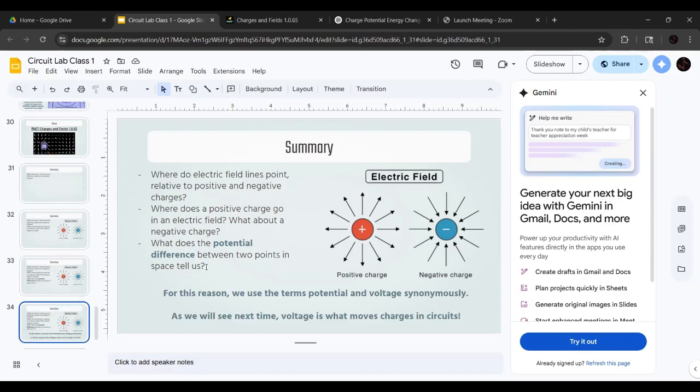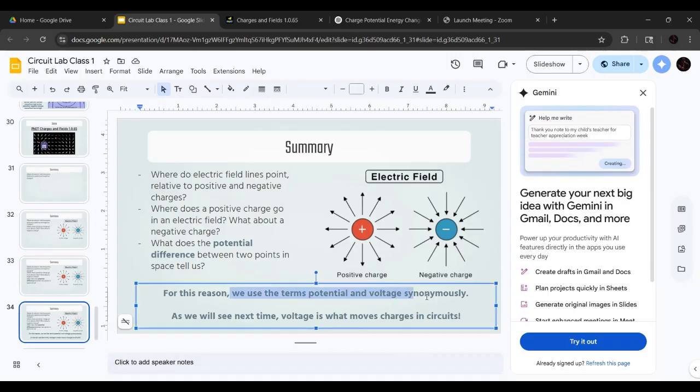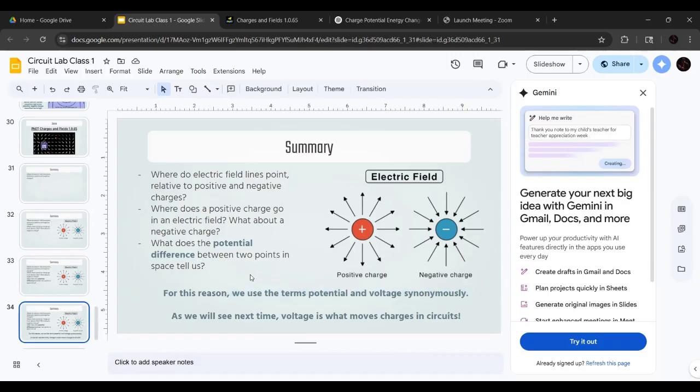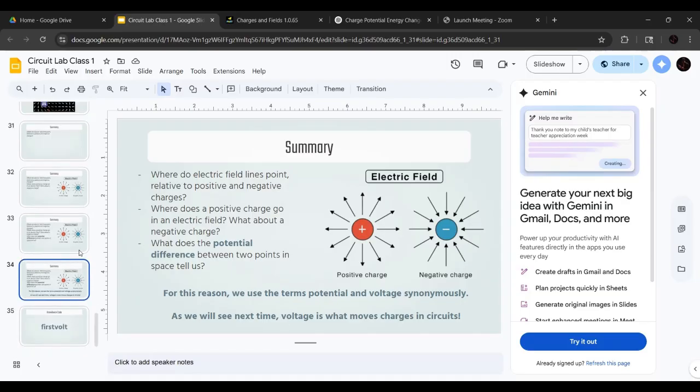And for this reason, you heard me just use the term volts, but for this reason, we use the terms potential and voltage synonymously. Voltage is that force that kind of drives current, right? And going from high to low potential is what a positive electric charge wants to do. And so we really do talk about potential and voltage synonymously. They're the same thing. And the unit for potential is volts. And as we'll see in the next one where we talk about circuits, voltage is what moves charges in circuits.